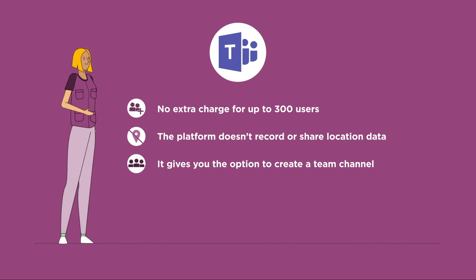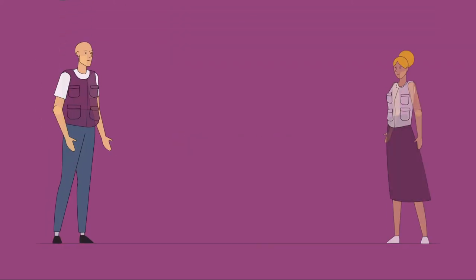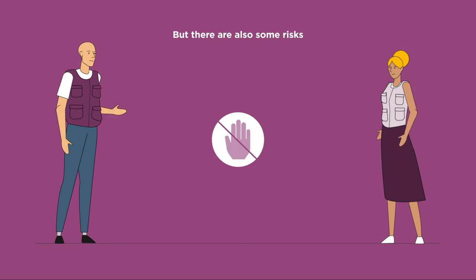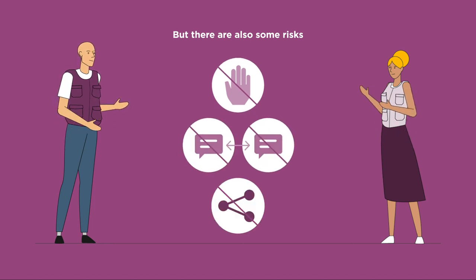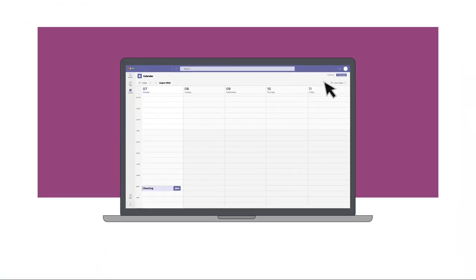But there are also some risks. Users cannot report concerns during call or chat, and you can't disable one-to-one chats or photo and video sharing. How can you use Microsoft Teams safely? To start, you can activate the lobby so only you can enter the meeting directly. You can then control who else enters the meeting.